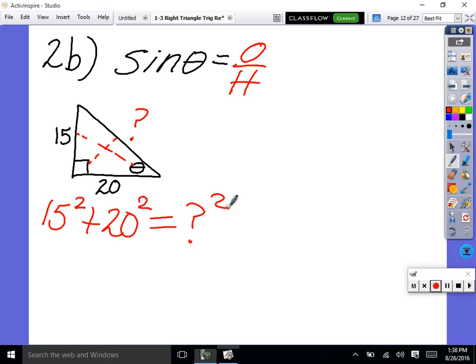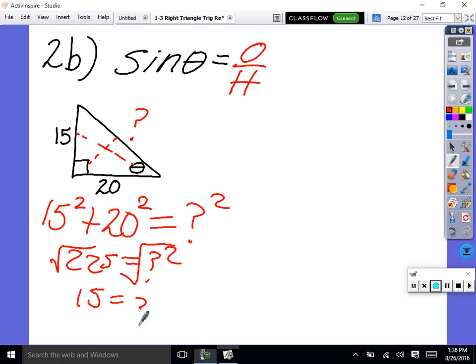Okay, so what is this? Go, tell me. 15 squared plus 20 squared. 225 is equal to question mark squared. So then we'll take the square root. Before you break it down, just see if it's a perfect root. Take the square root of 225. 15 is equal to question mark.